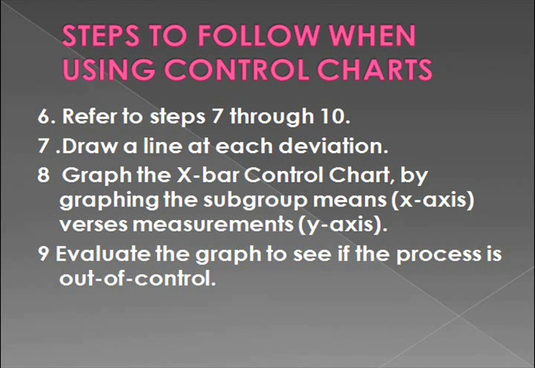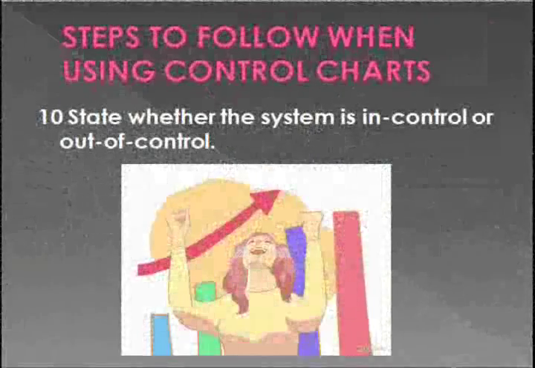Steps 6 to 9 to follow when using a control chart. 6 refers to step 7 through step 10. 7. Draw a line at each deviation. 8. Graph the X-bar control chart by graphing the subgroup means on the y-axis versus the measurements on the x-axis. 9. Evaluate the graph to see if the process is out of control.